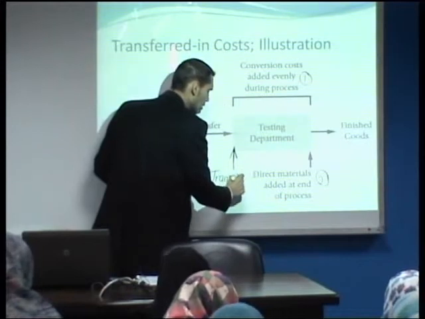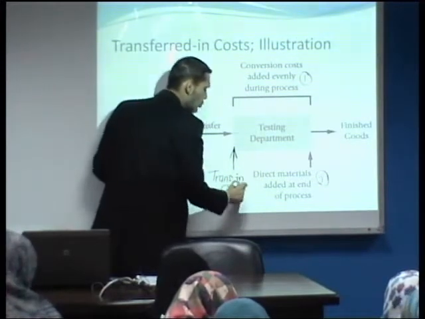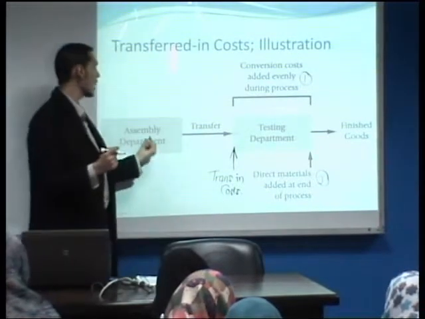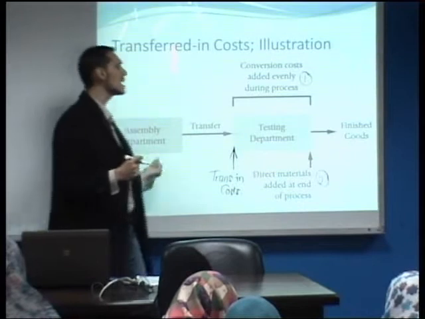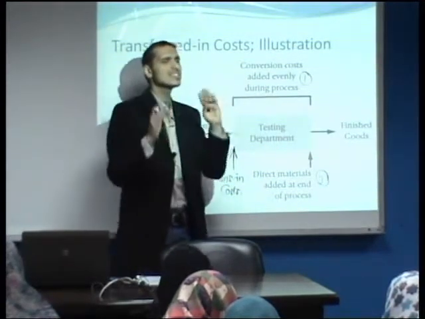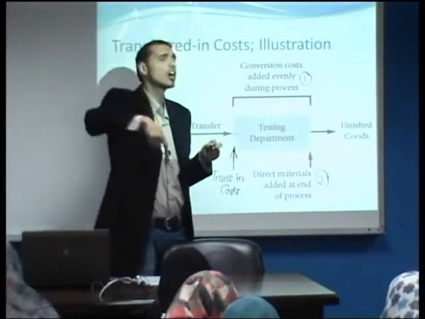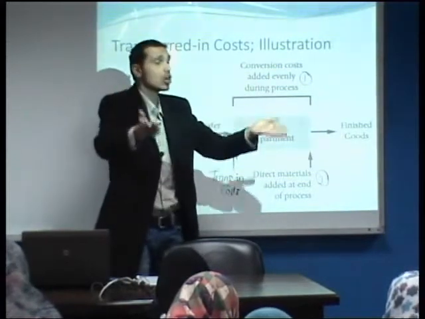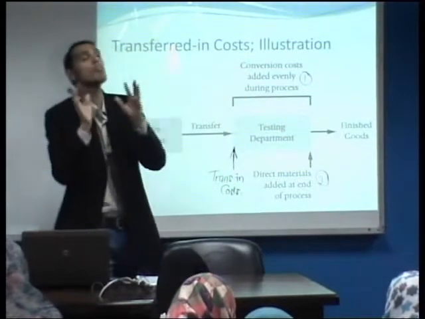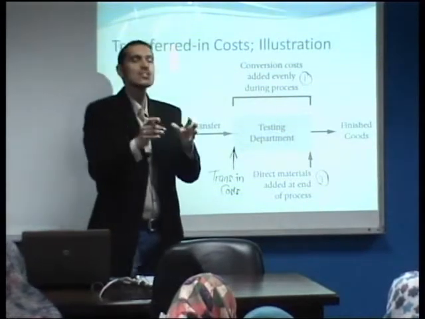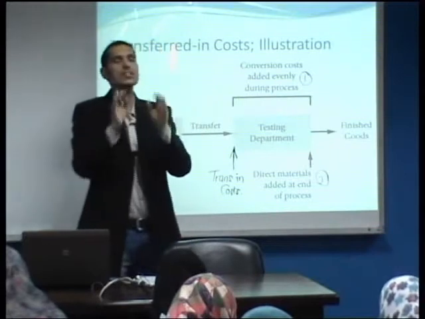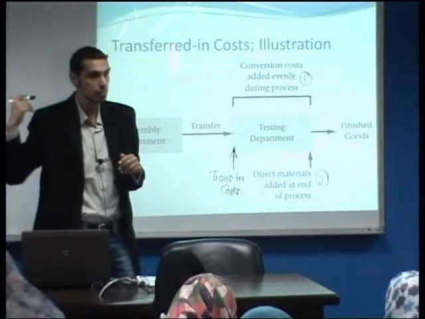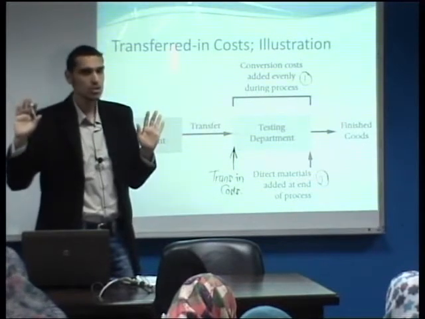in costs, which are the costs of the units that have been completed in the assembly department and transferred to the testing department. Therefore, the testing department does not start a production process on new units. It completes the production process on units that have already been started in the assembly department. Any questions?